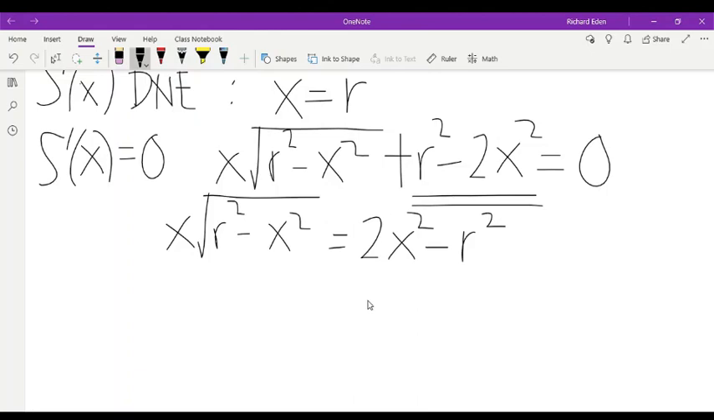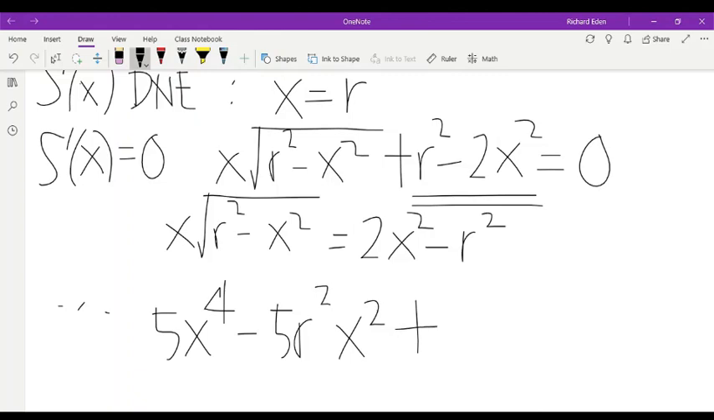I would like you to try out the algebra on your own, because I only have 15 minutes for this YouTube video. But once you square both sides, you would have no radical. You would have a fourth degree polynomial in x. This is what you're going to end up having: 5x to the fourth minus 5 r squared x squared plus r to the fourth power is equal to 0.